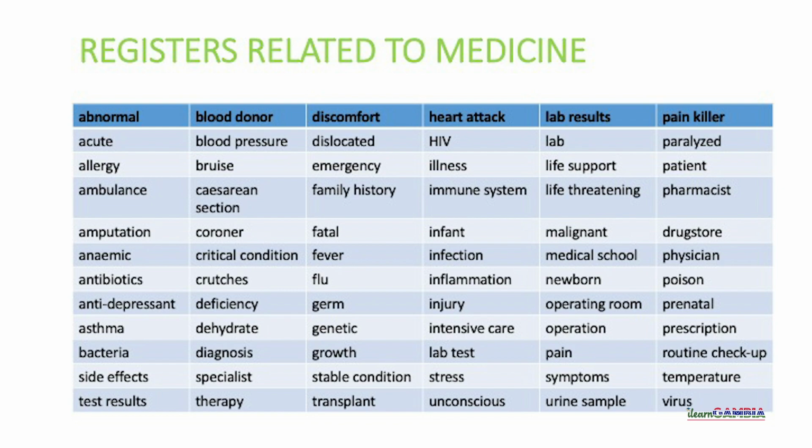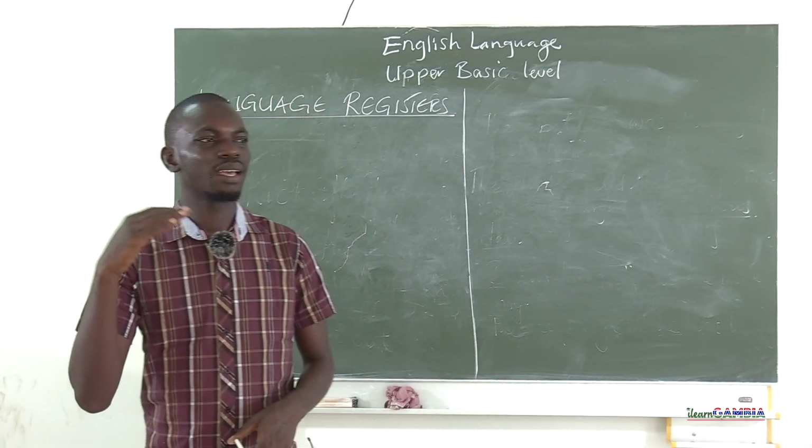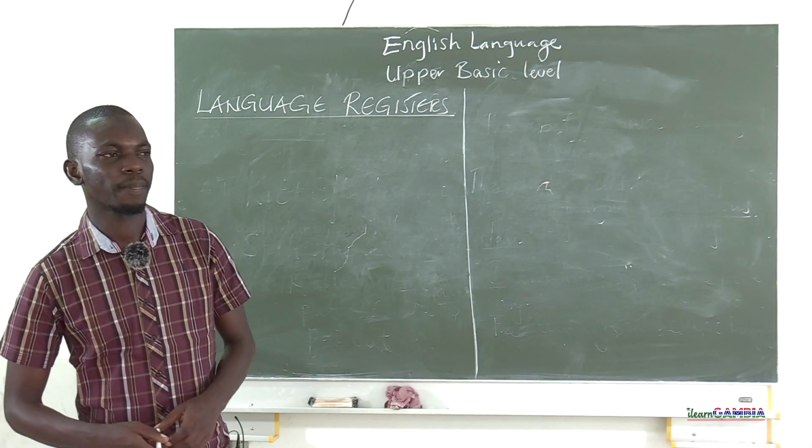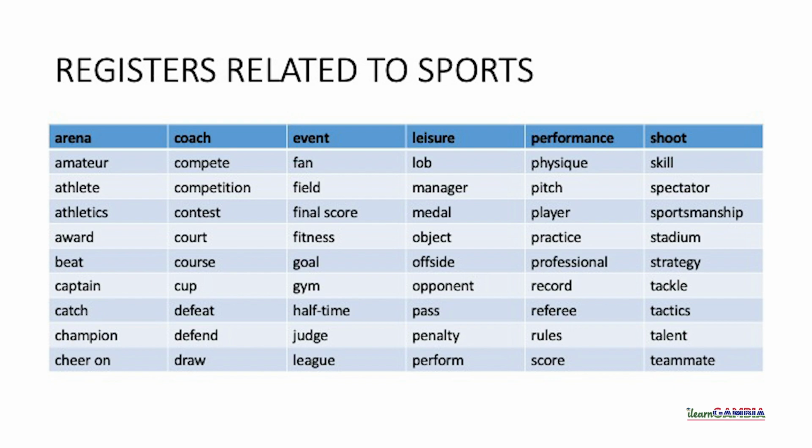Paralyzed patients, pharmacist, drugstore, physician, poison, prenatal, prescription, routine checkup, temperature, virus. So these are a whole set of vocabulary that you often hear when you go to the hospital setup. Now we come to sports. These are words that are used in sports in general.